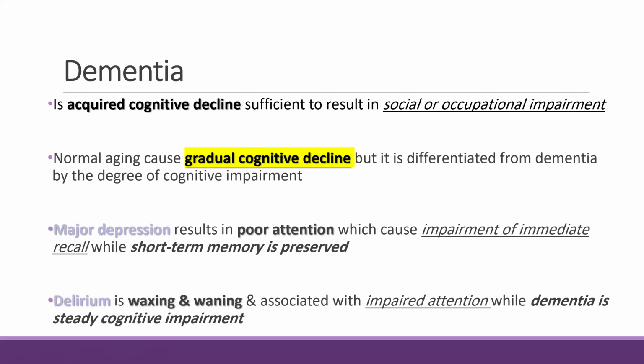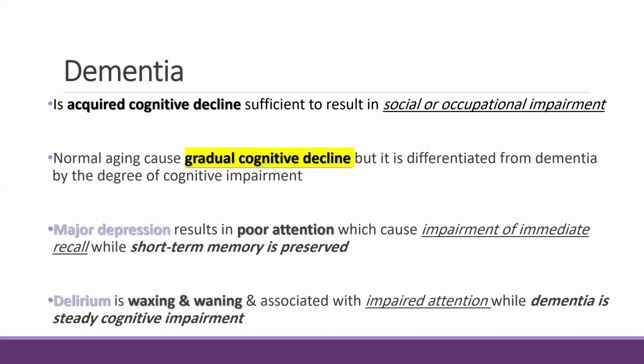Always when we are assessing a dementia patient, we should do a screening for major depression because it's resulting in poor attention that causes impairment of immediate recall, while short-term memory is preserved. So depression, sometimes it's called pseudo-dementia. So we should make sure and be careful of mixing the depression with dementia.